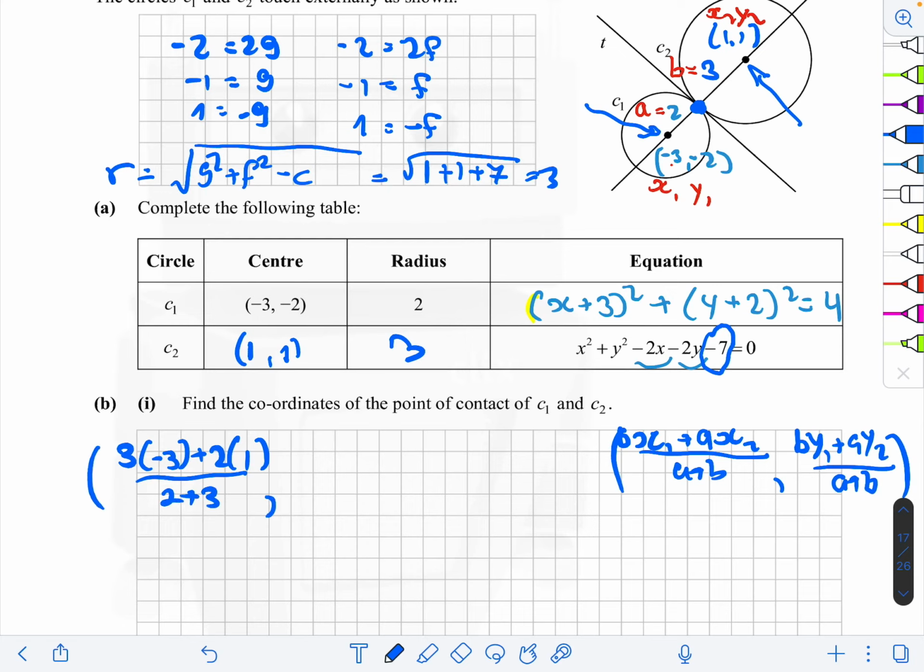And then the same thing again for the y: 3 multiplied by y of the point, which is minus 2, plus 2 multiplied by the 1, over 2 plus 3. And you calculate these numbers. So that's minus 9 plus 2 is minus 7 over 5, and minus 6 plus 2 is minus 4 over 5. So this is the point that we're looking for.